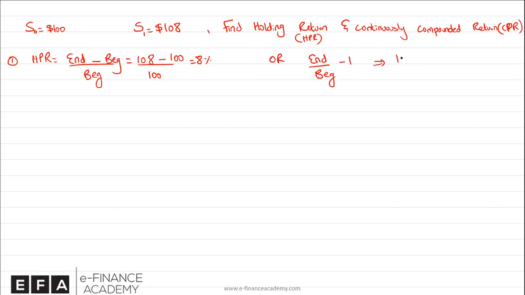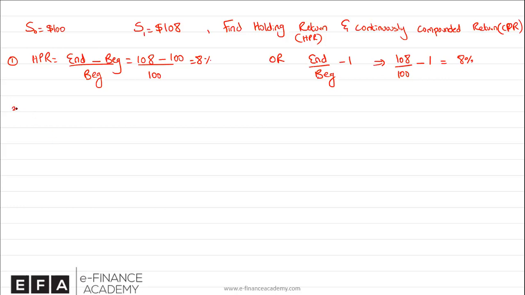And here's what we will do. We'll say 108 divided by 100. What that means is 108 divided by 100 gives you 1.08. So if you had invested $1, it will become 1.08. You simply subtract 1, and that gives you 8%. This is your HPR, or your holding period return.